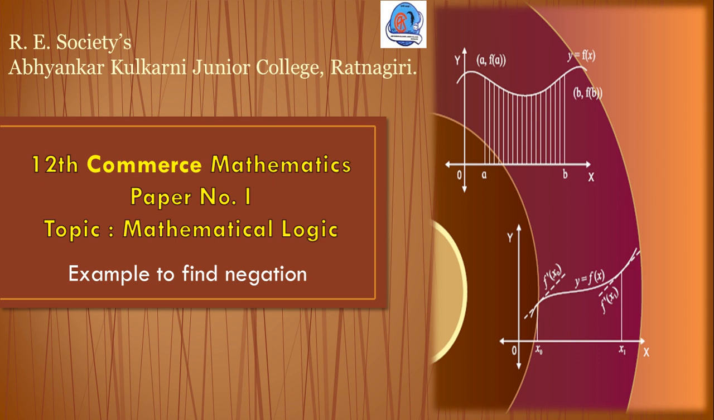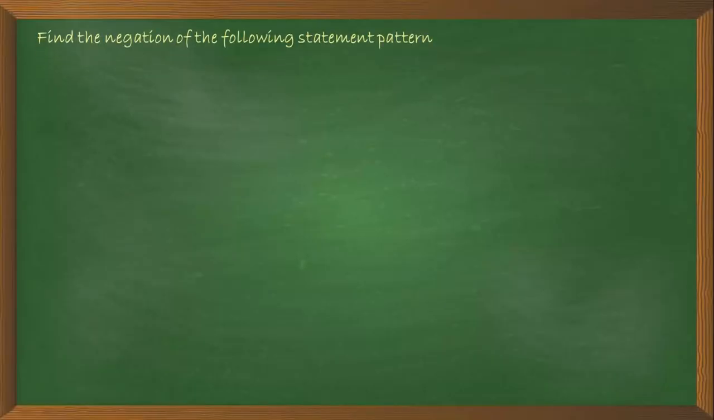Dear students, today we will discuss one example to find out the negation of a compound statement from the topic mathematical logic. So let us see the question. Find the negation of the following statement pattern. One statement pattern is given here: in the first bracket it is P double implies Q, or in the second bracket negation Q implies negation R, and we have to find the negation of this statement pattern by using the rules of negation. So let us see the answer.